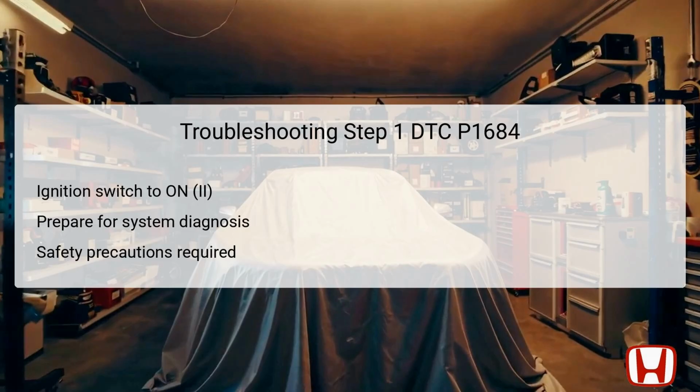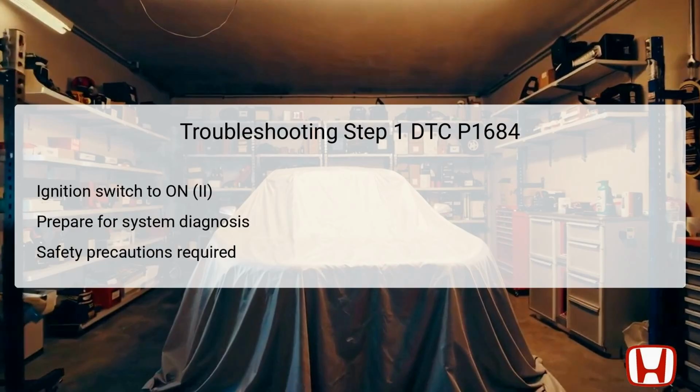The first step in troubleshooting DTC P1684 requires the ignition switch to be turned to the ON position. This action engages the vehicle's electrical system, allowing access to onboard diagnostics. Before proceeding, it is essential to ensure safety by avoiding any contact with the throttle body during this process, as the throttle valve can activate unexpectedly and cause injury.